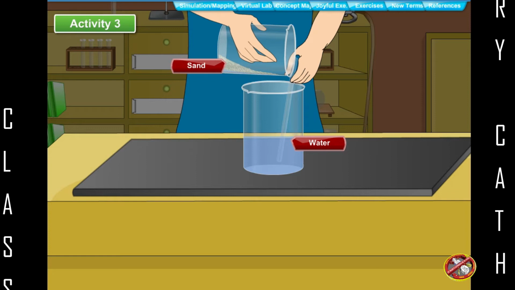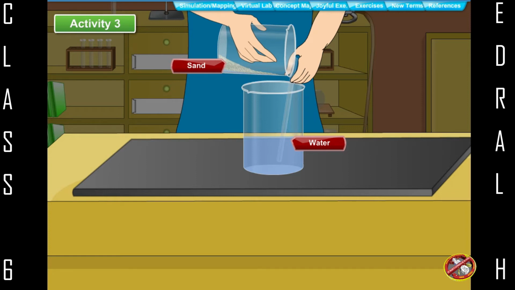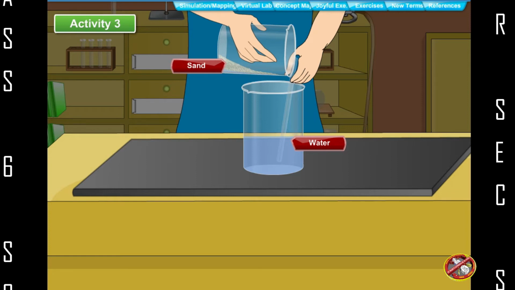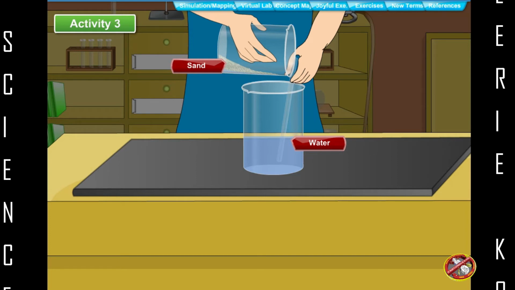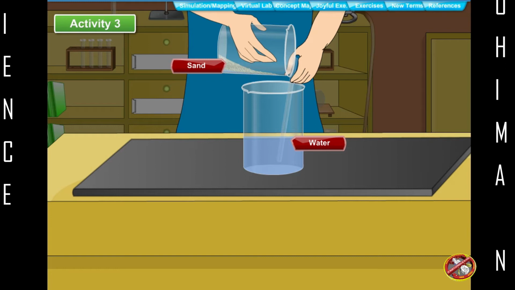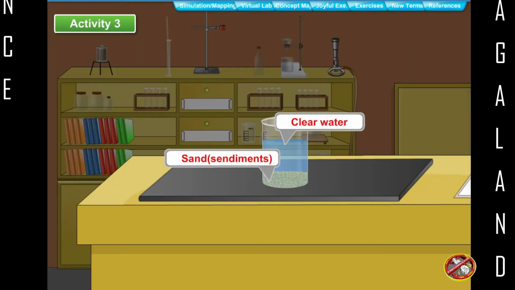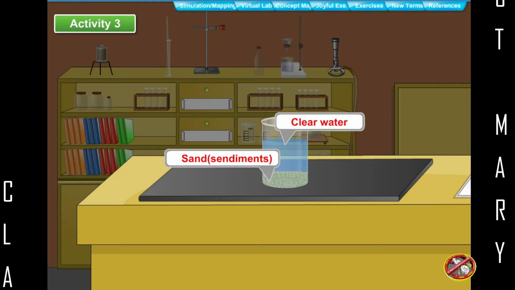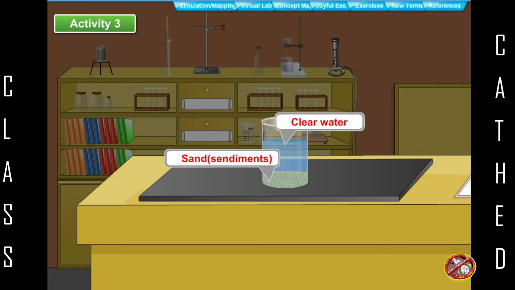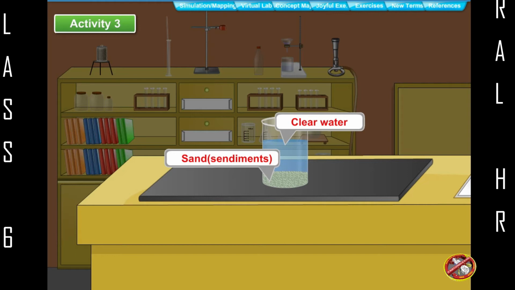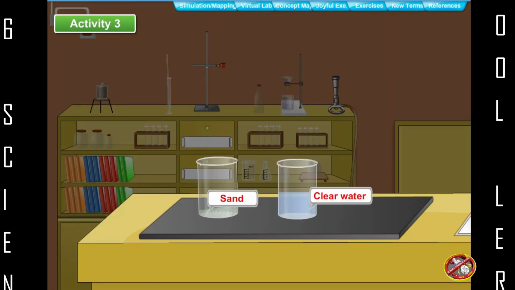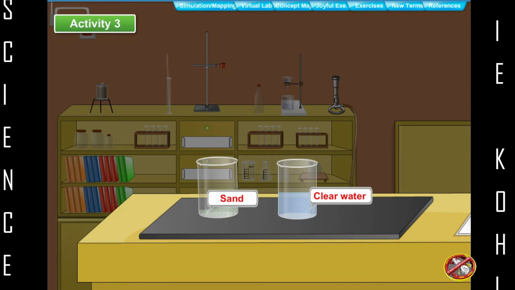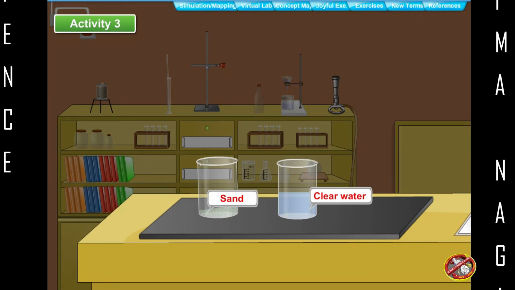Conclusion: in this way, a mixture of sand and water can be separated into sand and clear water, first by sedimentation and then by decantation. The process of settling down of heavier, insoluble particles at the bottom of a liquid is called sedimentation. The heavier insoluble particles that settle down at the bottom of the liquid are called sediments.